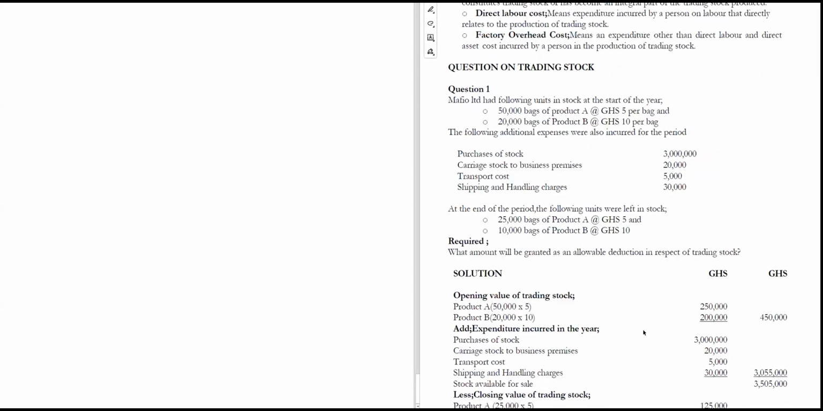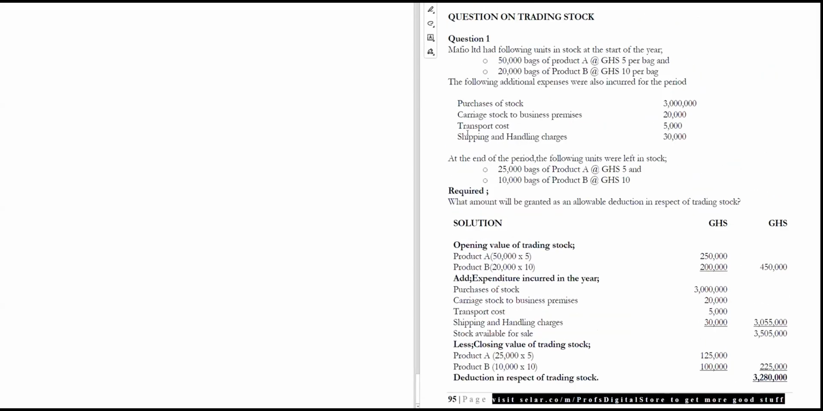So can we take this simple example? This thing is too easy. Mafio Limited had the following units of stock at the start of the year. He bought 5,000 bags of product A at 5 cedis per bag, and 20,000 bags of product B at 10 cedis per bag. So this is the opening stock. Then there were additional expenses: purchases, carriage, transport costs, shipping and handling charges. All these ones, what do we do? Don't we add? Are there no trading expenses?